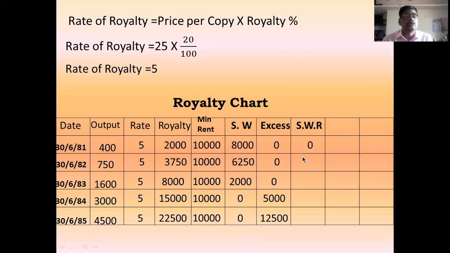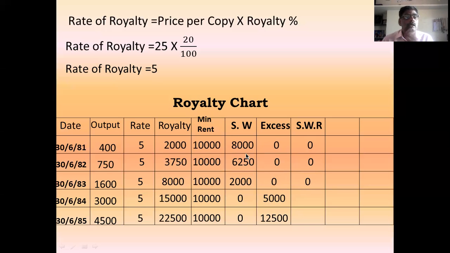First year, there is no excess. Second year, no excess. Third year, no excess. Okay, you see here. This 8,000 is to be recovered from the excess amount, not from the other amounts. You have to recover from the excess amount.